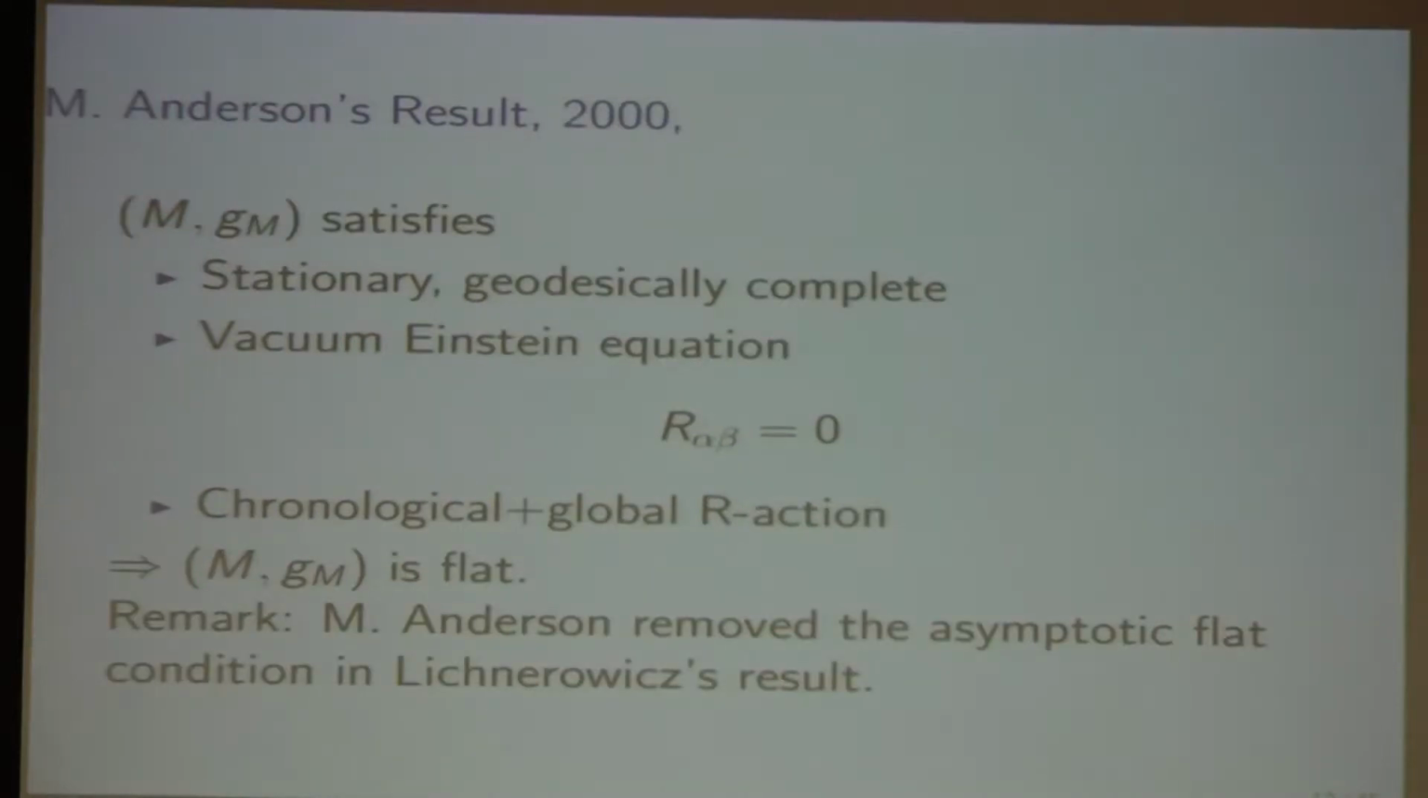This condition was removed by Mike Anderson in 2000. So the theorem looks like this: stationary, geodesic complete, vacuum Einstein equation, and chronological with a global action, then the space-time is flat. So Michael Anderson removed the asymptotic flatness condition in Lichnerowicz's result.